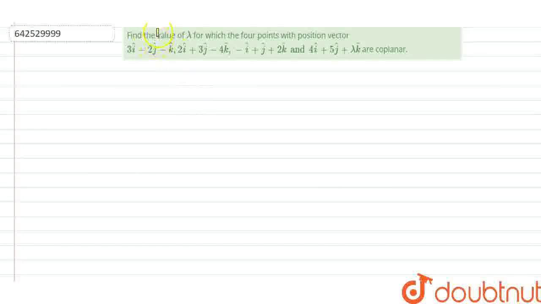Hello everyone. Question says that we have to find the value of lambda for which the four given points with position vector, this is the first position vector, and this is second, this is third and fourth, and they are coplanar to each other. Now we know, let's say this is A vector, this is B vector, this is C vector, and this is some D vector.